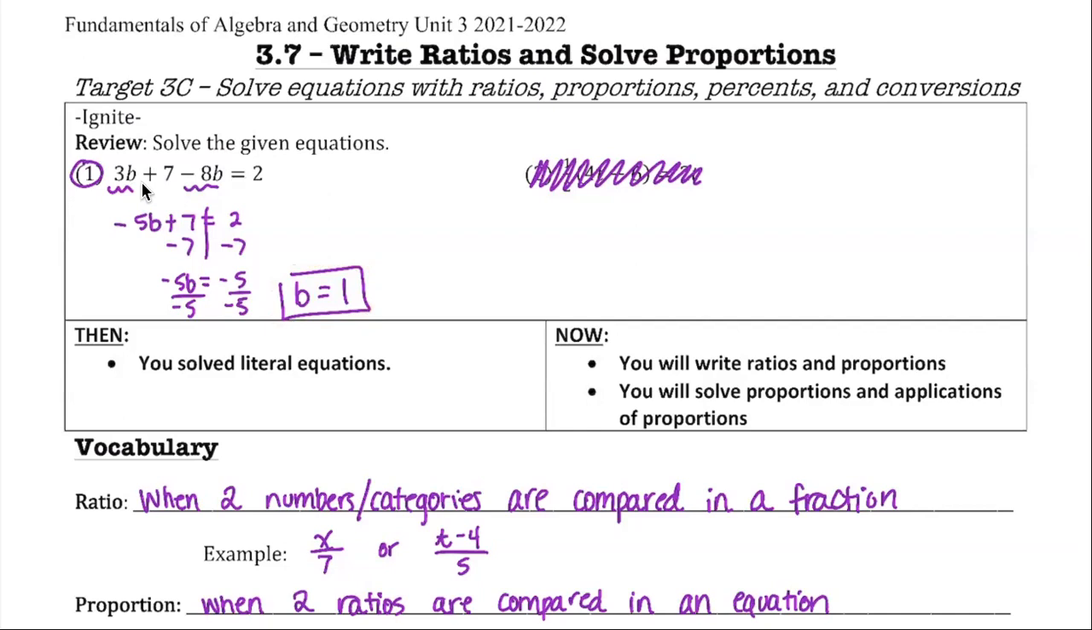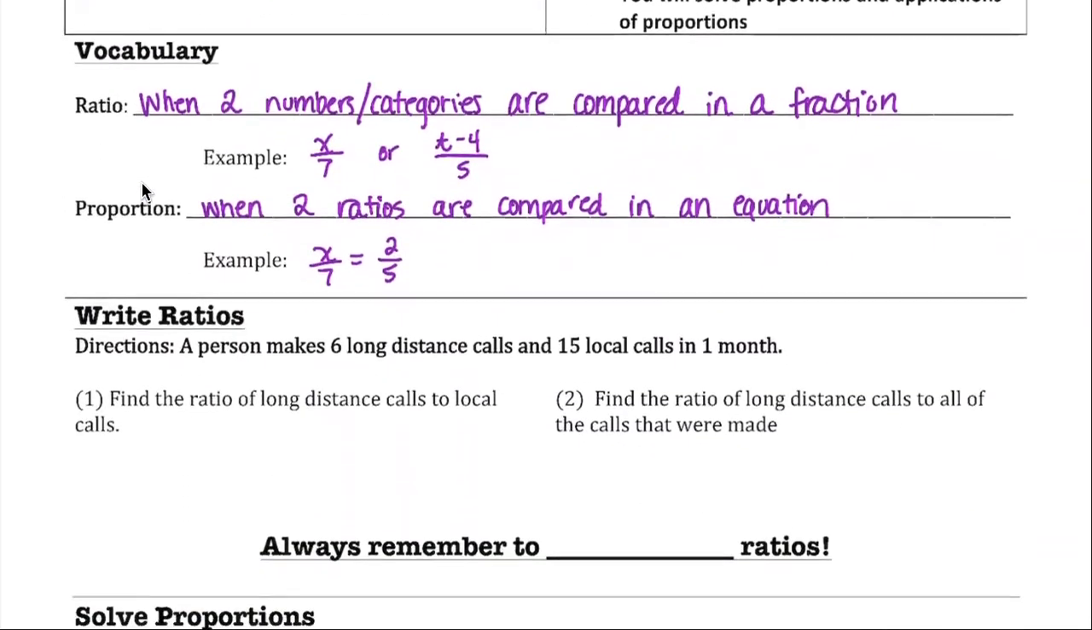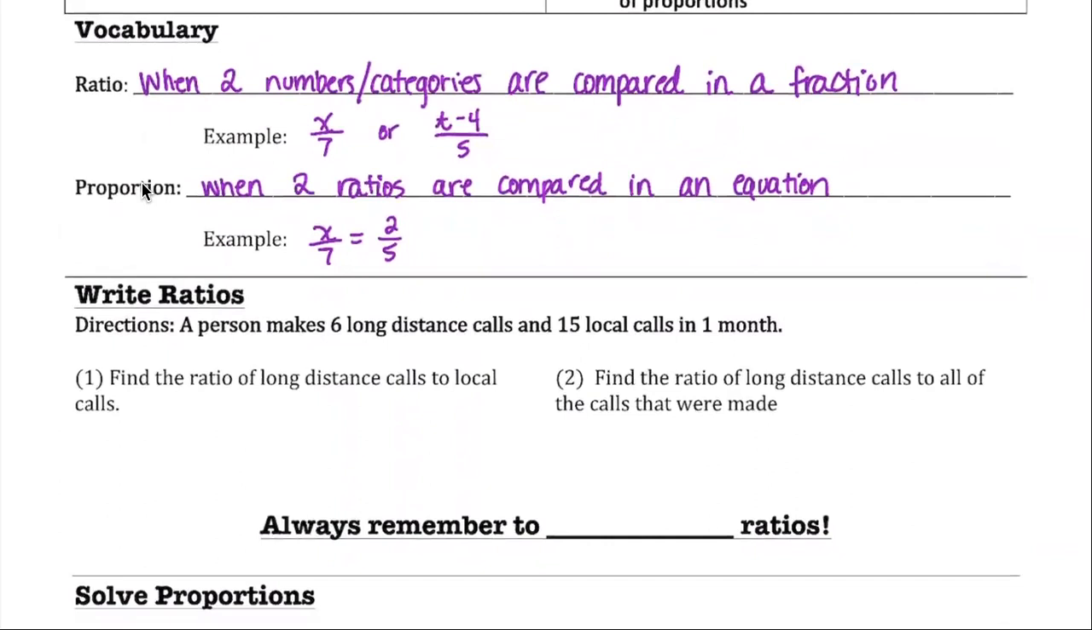But getting into some of the main parts for today, first things first, we got a few vocab terms. If you need to pause your video to copy these down, you can do so now. But a ratio is probably the first keyword that we have to chat about. And this is when two numbers or categories are compared using a fraction. So when we have, for example, I wrote down x over 7 or t minus 4 over 5, we're basically comparing the numerator to the denominator.